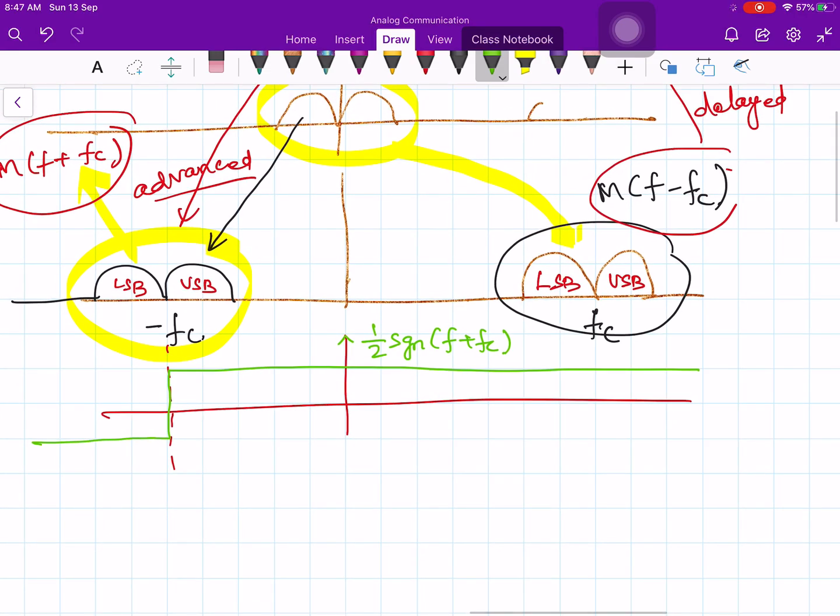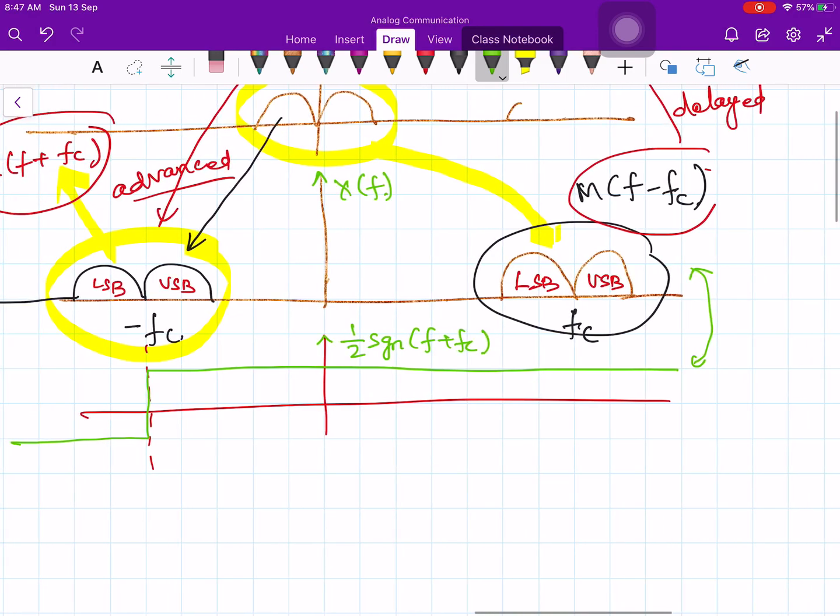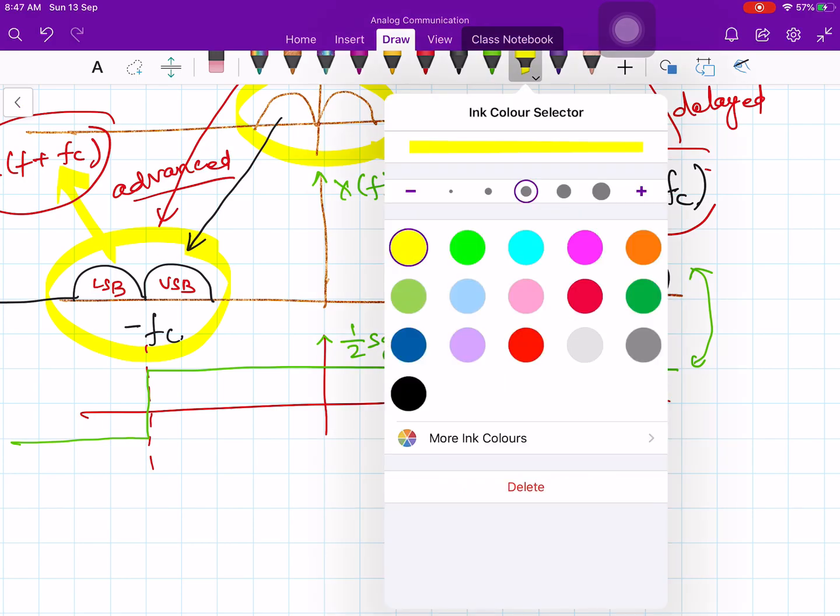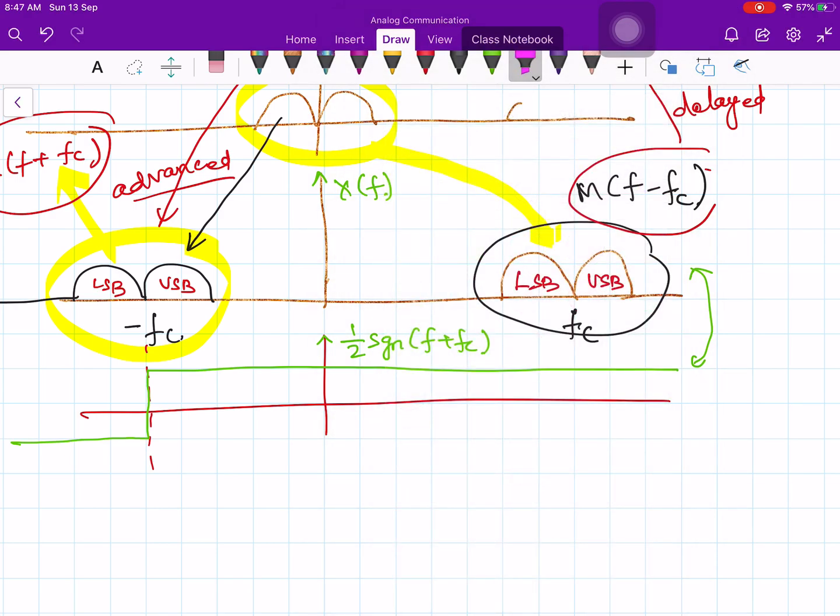Now if you multiply these two, what will you get? This is X of f. If you multiply X of f and 1 by 2 signum of f plus fc, here this portion will be rejected. Let me choose some other color. This area will be multiplied by this area, denoted by M of f plus fc. Now if you extend this, it is multiplied by these two things.